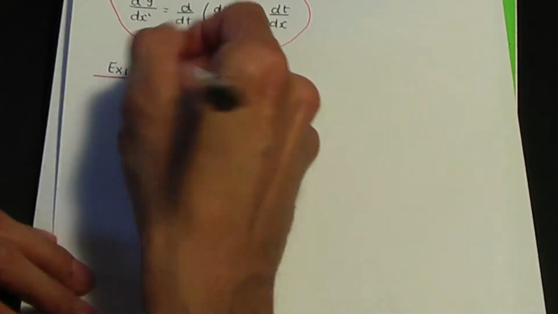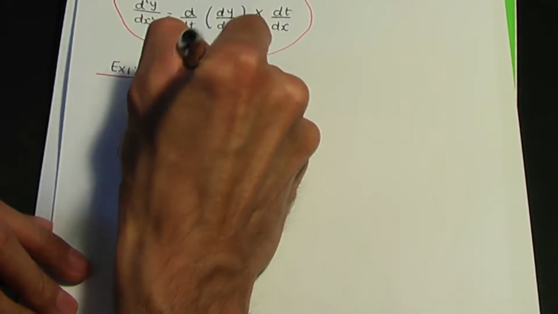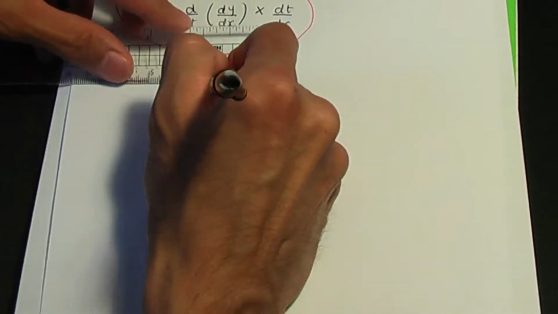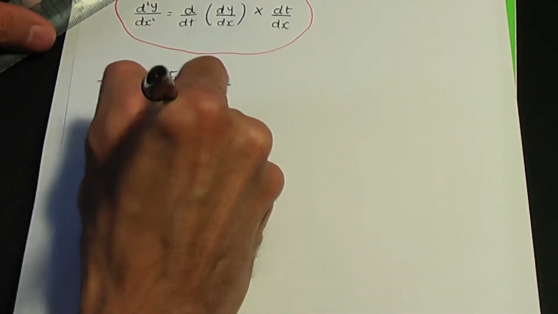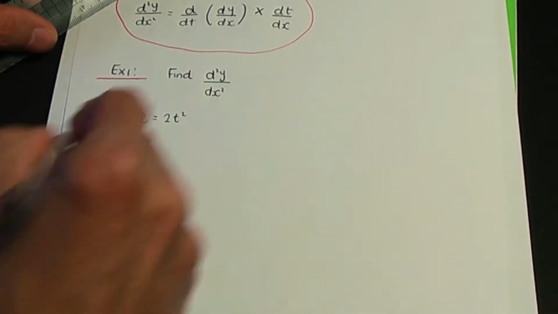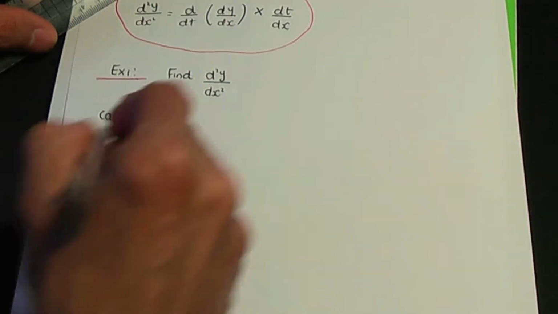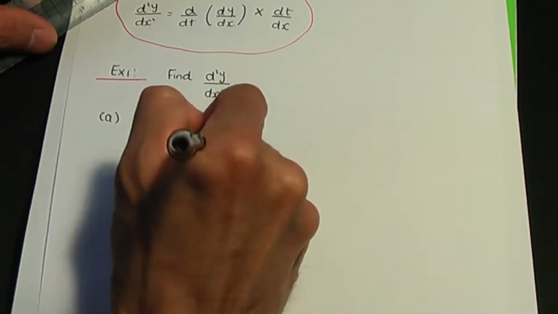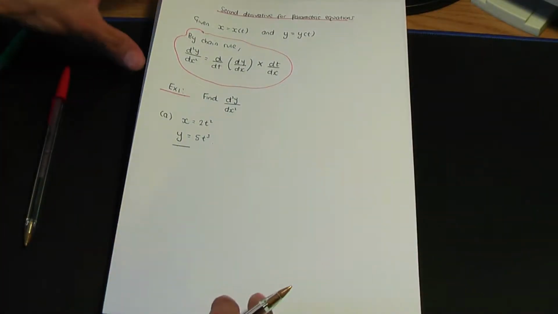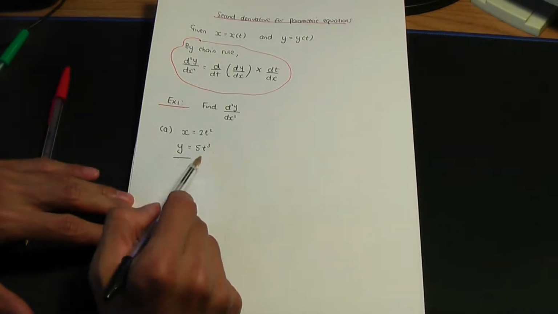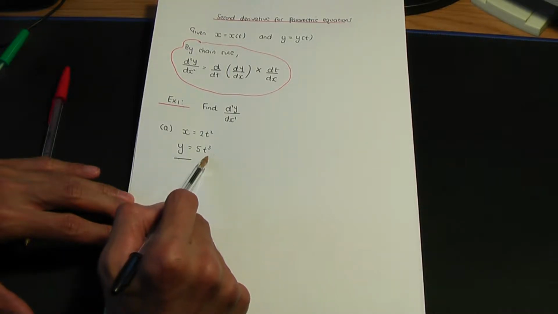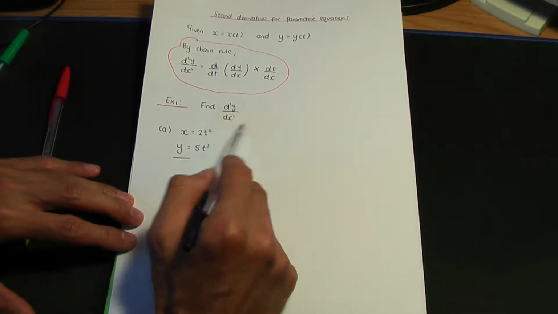So question is, let's find d2y over dx squared, and in part A, x in terms of t is 2t squared, and y in terms of t is 5t cubed, okay? So we've been given a set of parametric equations for x and y in terms of our third variable t. X is 2t squared, y is 5t cubed. Now we need to work out d2y over dx squared.